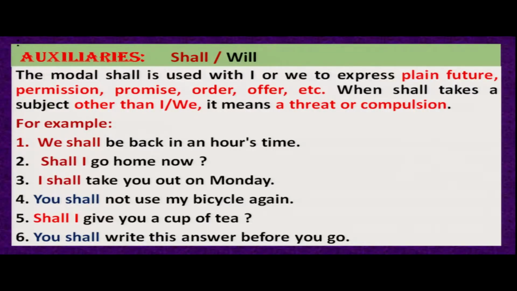So in this slide we will focus on the use of shall, the modal auxiliary. The modal shall is used with I or we to express plain future, permission, promise, order, offer, etc. So when the speaker talks about plain future, he wants permission, he wants to promise, he wants to give order, he asks somebody to get something, in that case we can use shall.